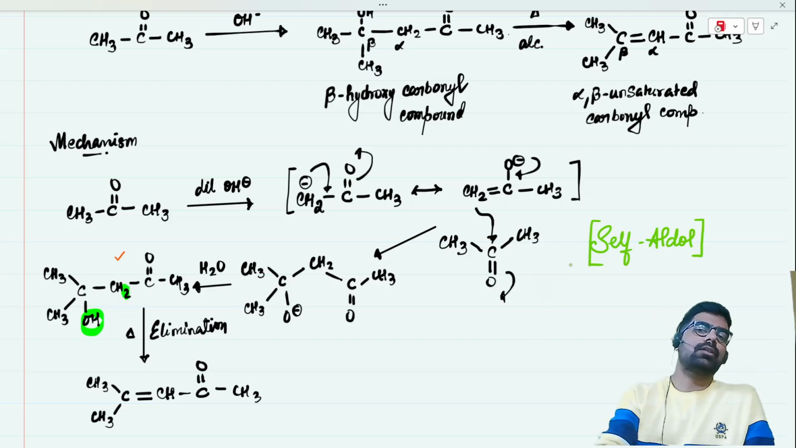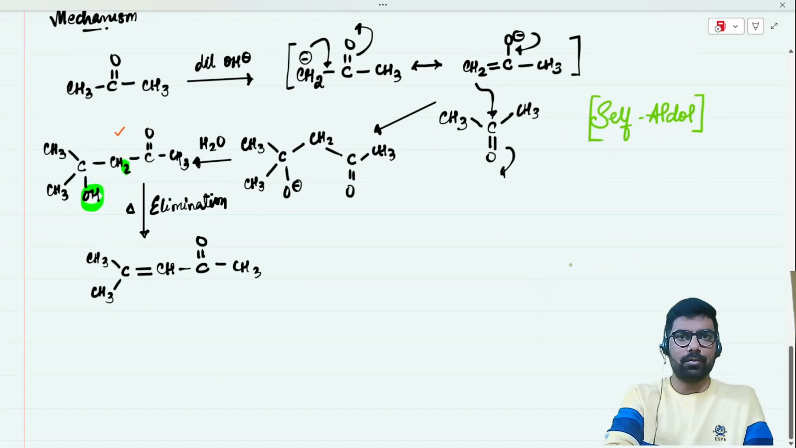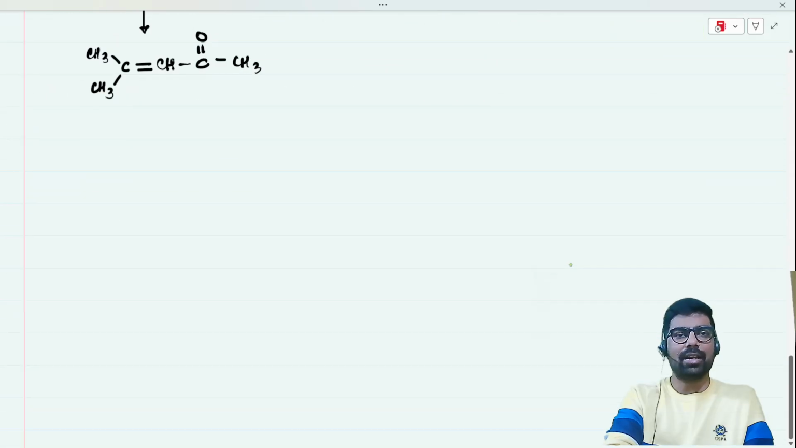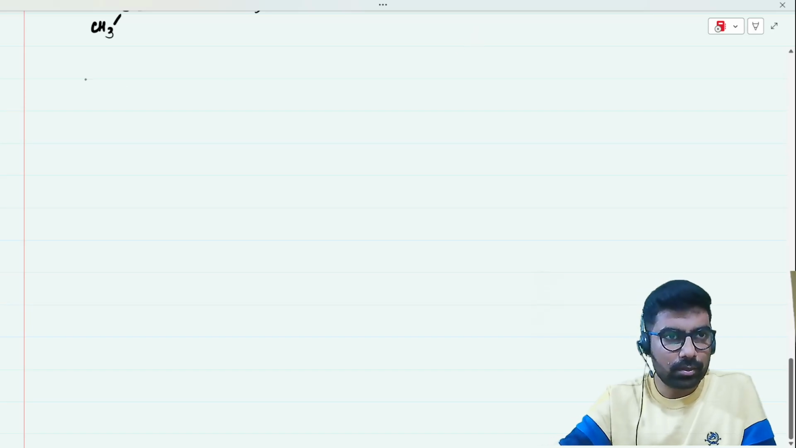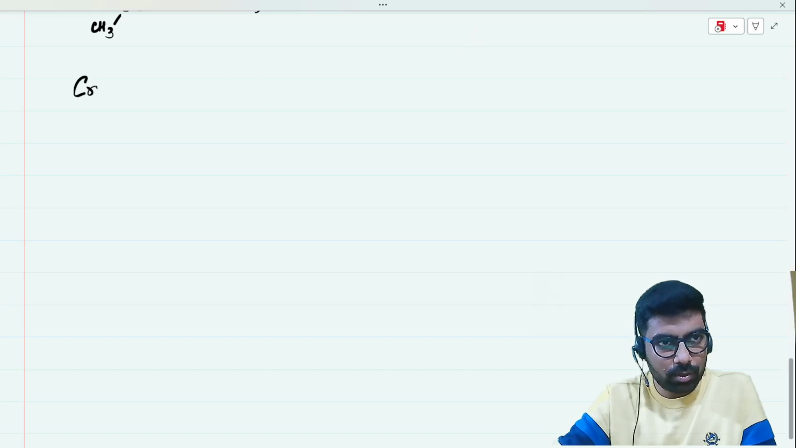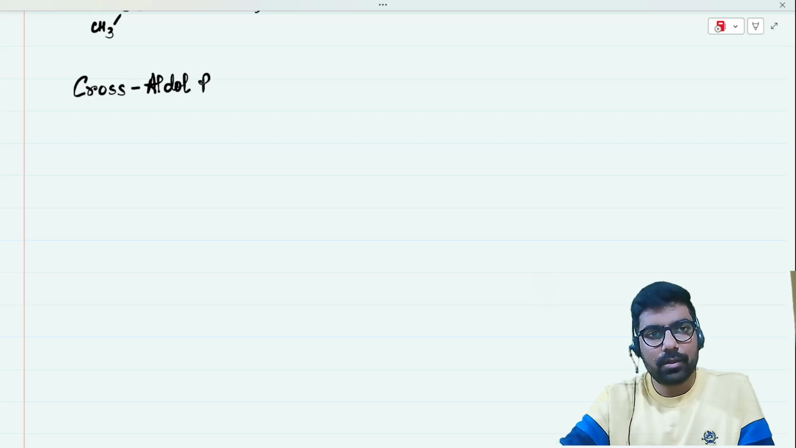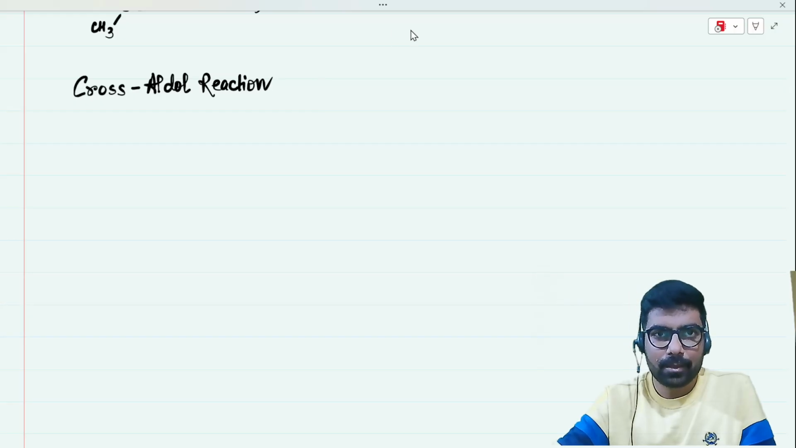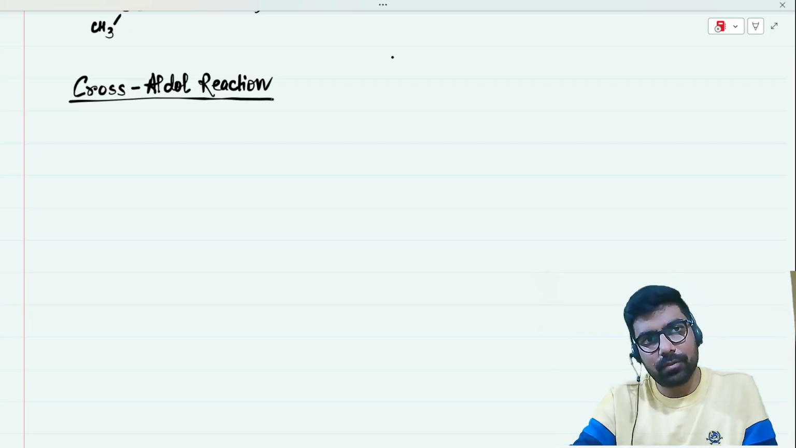Clear? So now let's say we don't have the same type of molecule. So now we will move on to something called cross-aldol reaction. Over here you can finally predict that it's not taking the same molecule.